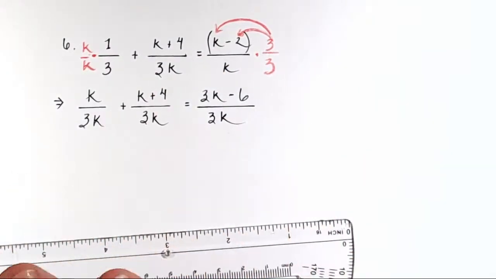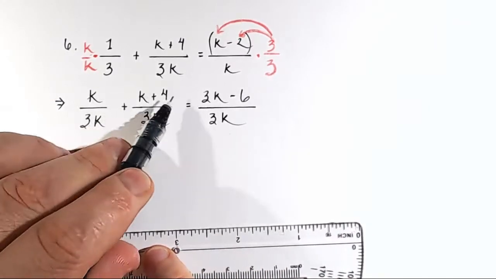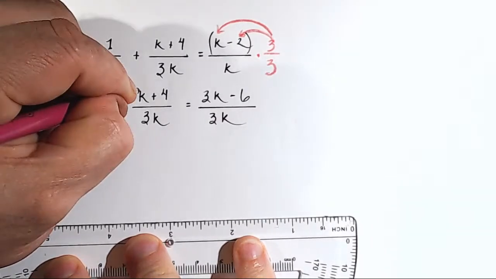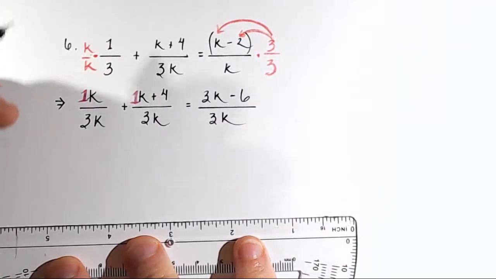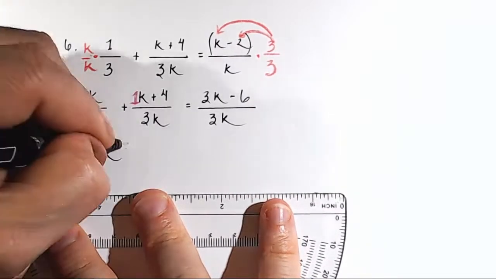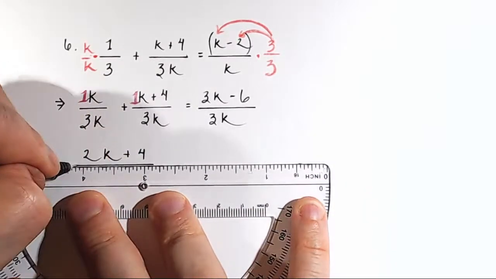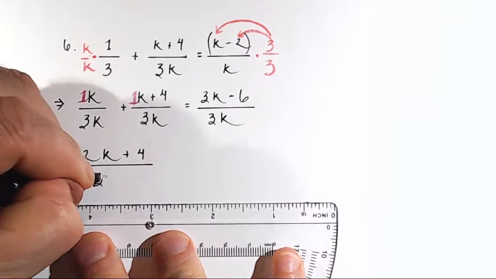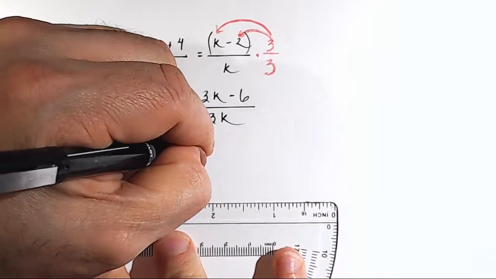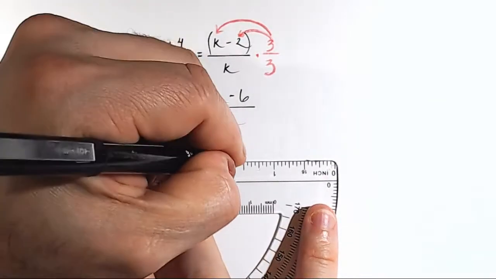All right, so now we got common denominators, and that's the key, y'all, that's the key. So we can combine k and k plus 4 over here. Remember, this is 1k, 1k. So when we add 1k plus 1k, we get 2k, and then add that plus 4. And all of that goes over 3k, because it's the same denominator, we're able to combine it, equals (3k minus 6) over 3k.